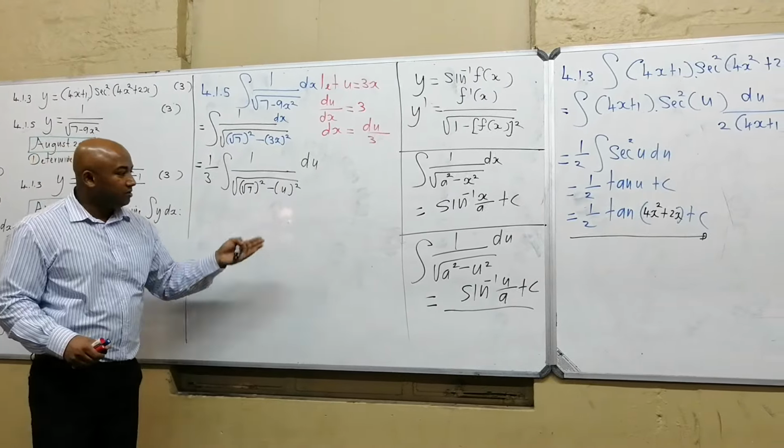So now, my a is square root 7. So we just go to the formula sheet, you copy it down and then you substitute. Don't forget the 1 over 3 here, the formula is inverse sine. So that's inverse sine u over a, so that's u over root 7 plus c. Don't forget to substitute back for u. So what was u? It was 3x plus c.